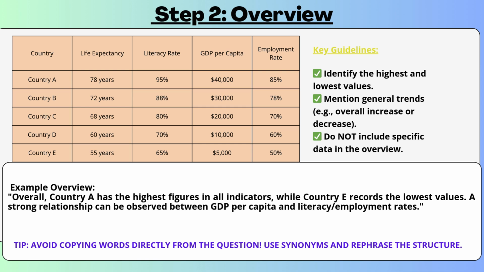For example, in this table, country A consistently ranks the highest across all quality of life indicators, while country E records the lowest figures. A general trend can also be observed. Countries with higher GDP per capita tend to have higher literacy and employment rates, as well as longer life expectancy. This suggests a strong correlation between economic prosperity and overall quality of life. When writing your overview, avoid listing exact numbers and instead focus on broad comparisons and key observations. A well-structured overview ensures your report is cohesive and logically organized, helping you achieve a higher band score.